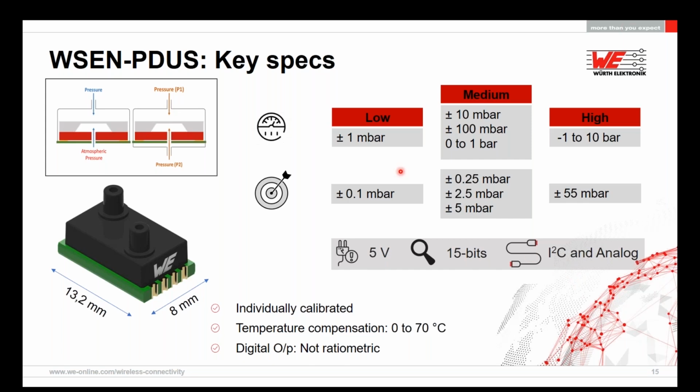Each sensor for each transfer function is individually calibrated. The temperature compensation is between 0 and 70 degrees Celsius. Another important thing is that the digital output is not ratiometric. What does this mean? Ratiometric means that the output changes with respect to the input changes of voltage. So when I have an input voltage change, my output also changes. This is not the case for the digital output, as it has a digital signal processor and also an on-chip voltage regulator.